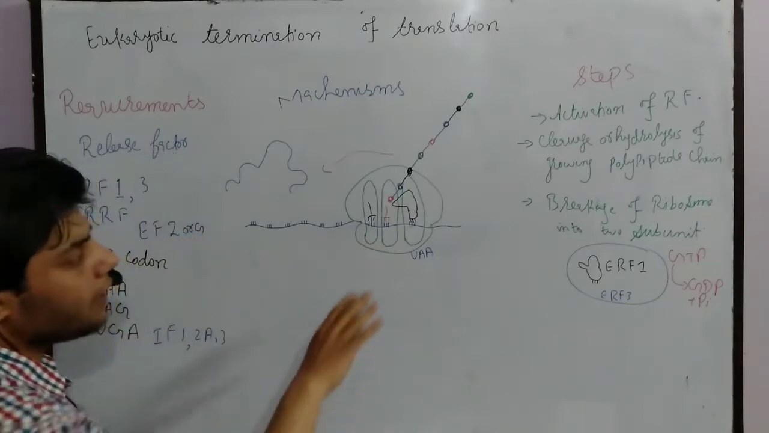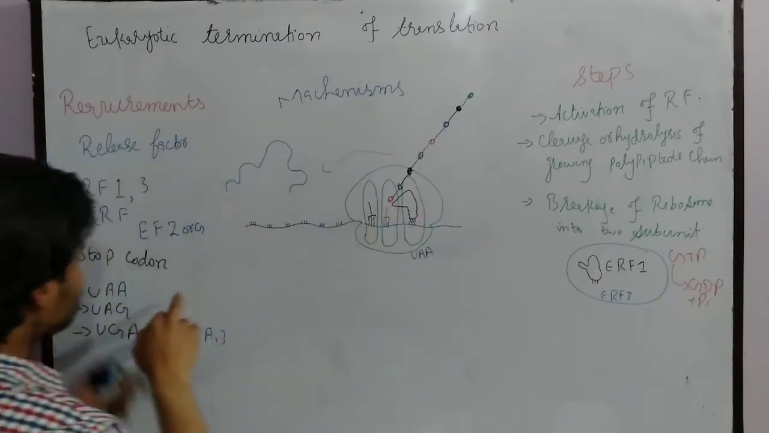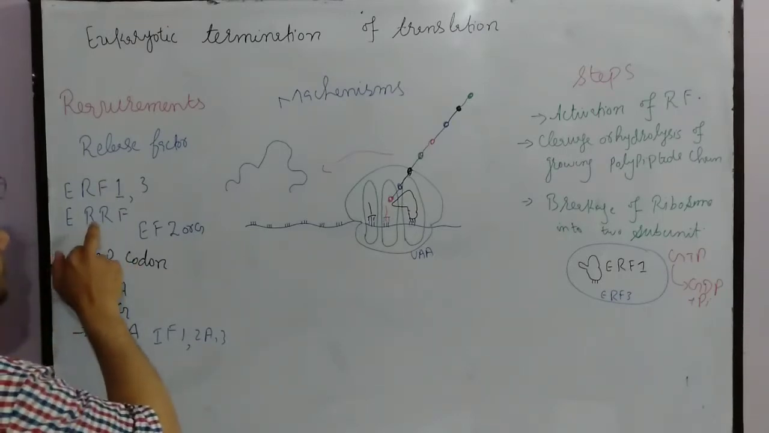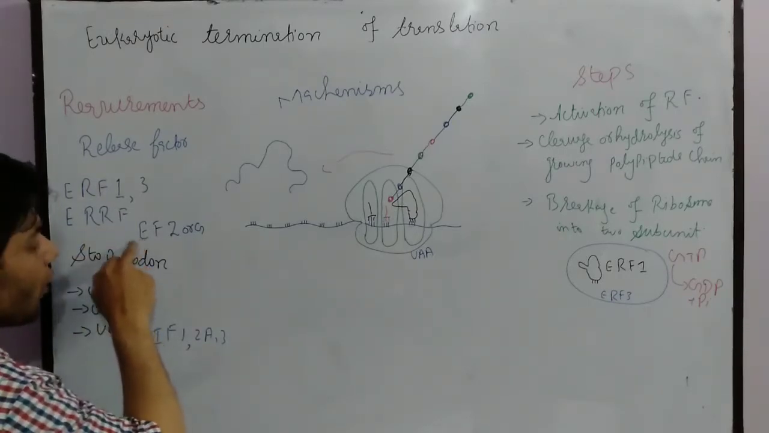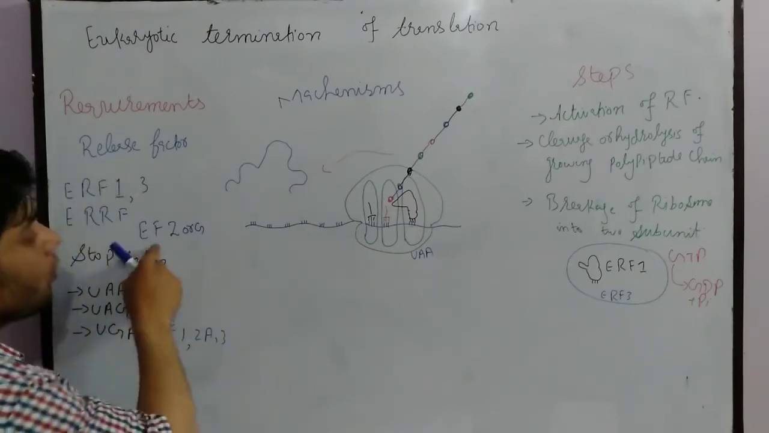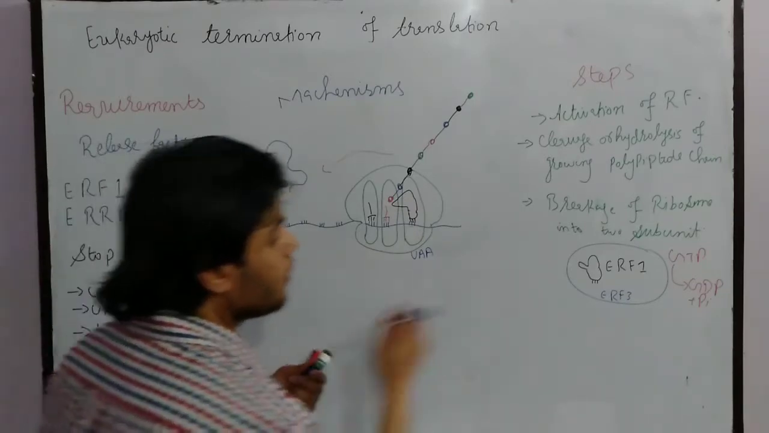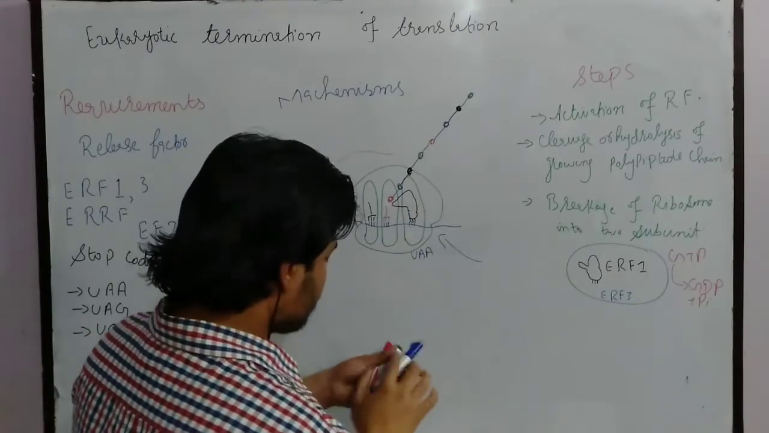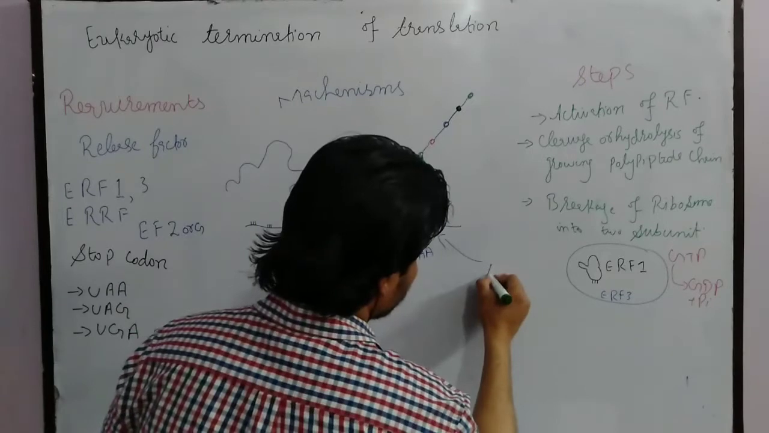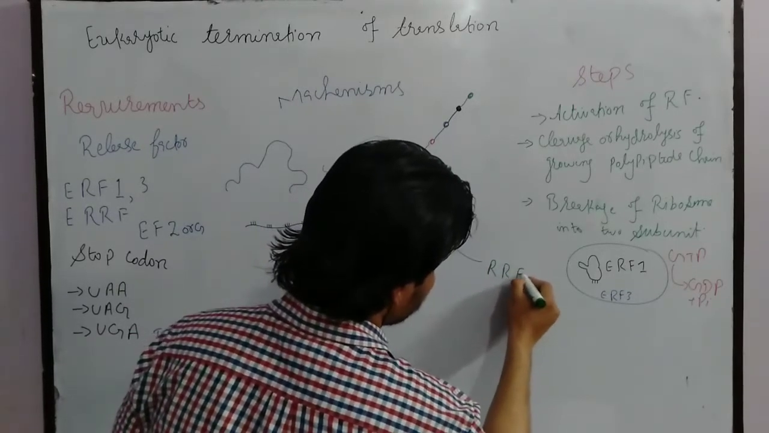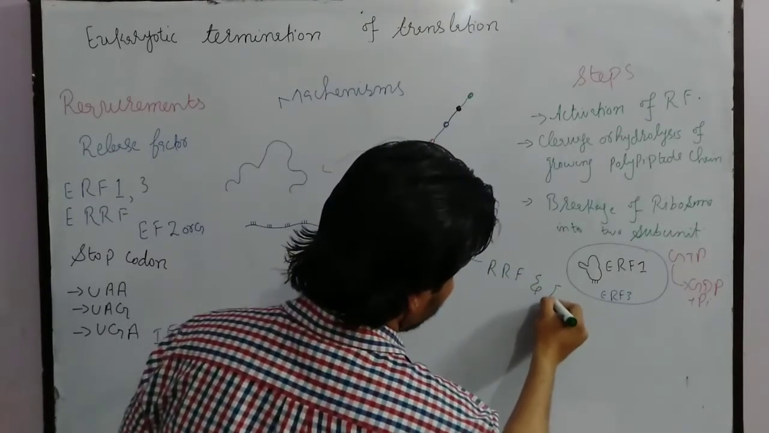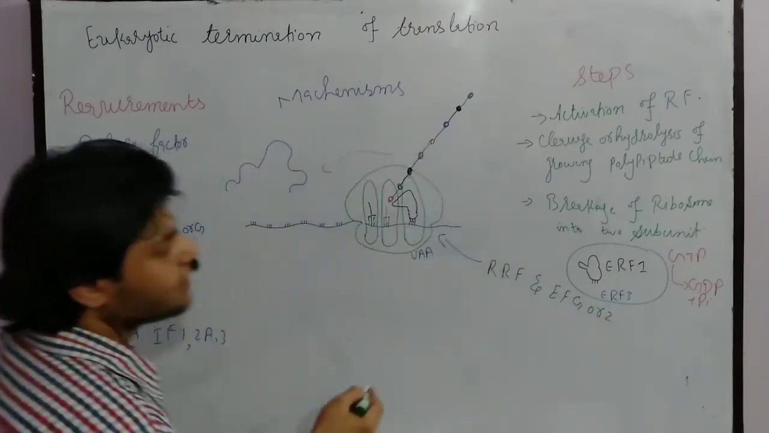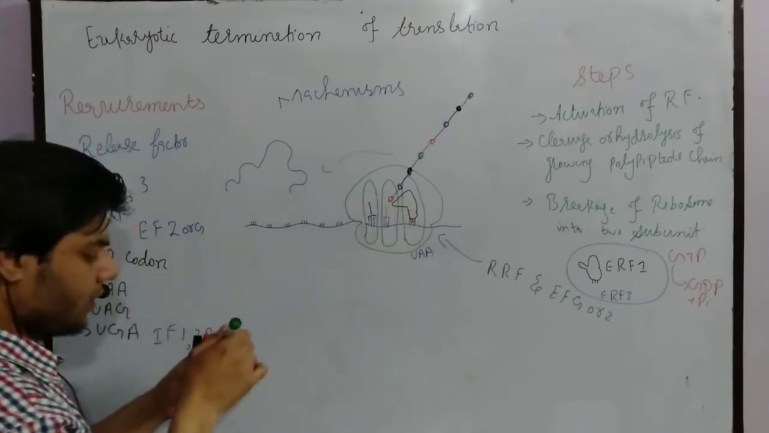Now what happened after that? After that, the next release factor will get activated, which we call the ribosomal release factor or elongation factor 2. Moreover, elongation factor 2 will also get activated here. So the 2 things will get activated here and bind here. So the first is ribosomal release factor, while the second is elongation factor G or 2. It will get activated and bind to that specific area.